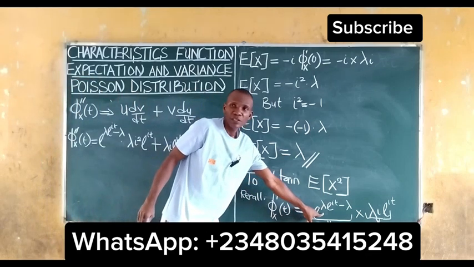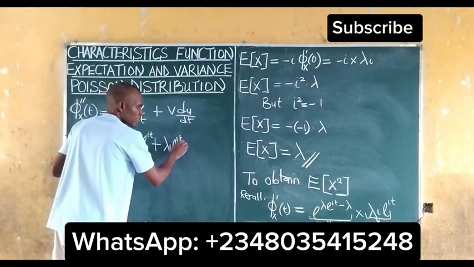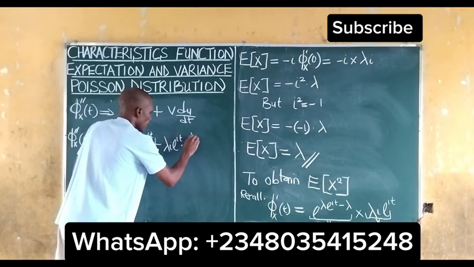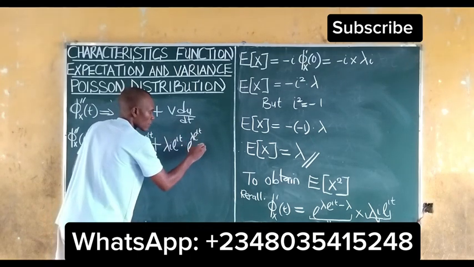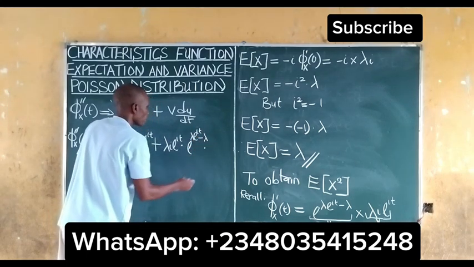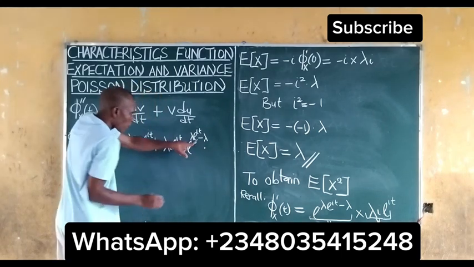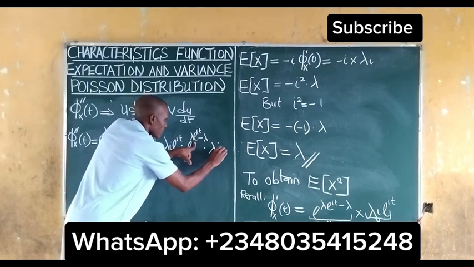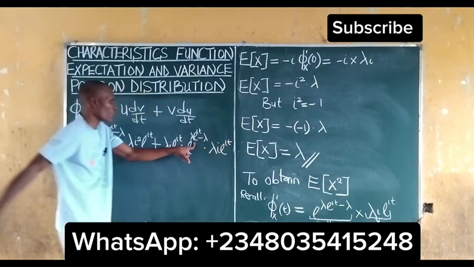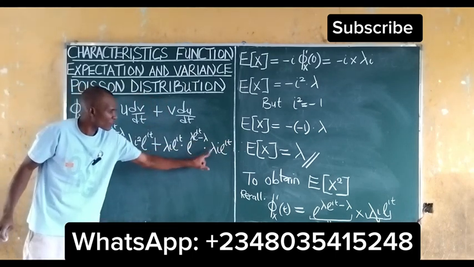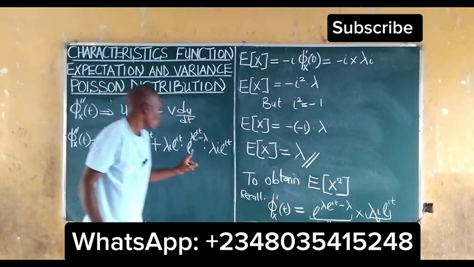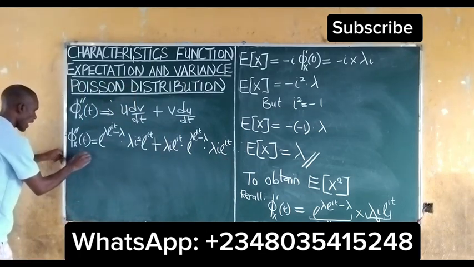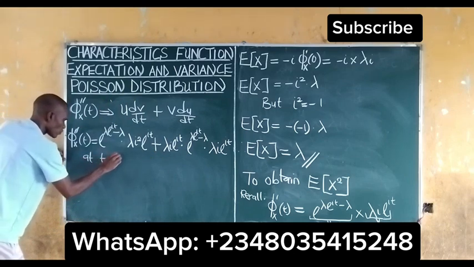So we differentiate this, du over dt. The du over dt will give us exponential lambda e^(it) minus lambda, multiplied by what is inside here, lambda i e^(it). So if you differentiate this function, we get the whole of this. So that is it. The next thing we do, we say at t is equal to 0.